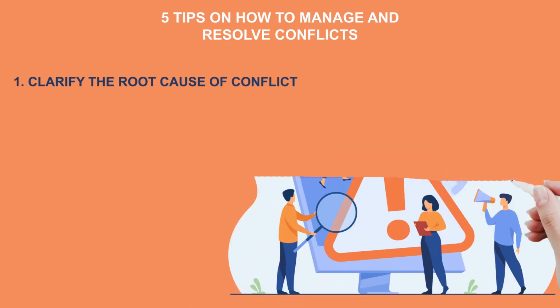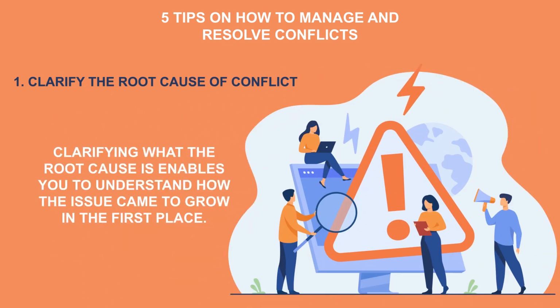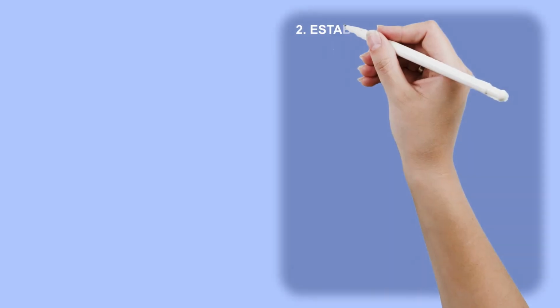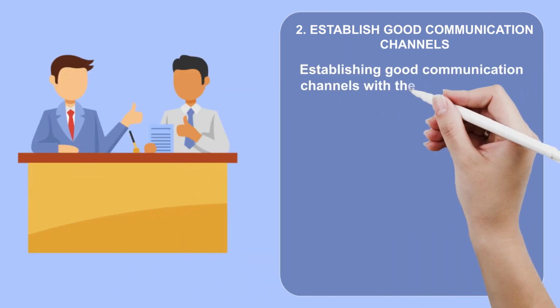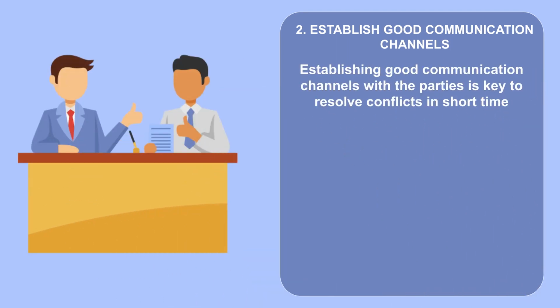Clarify the root cause of conflict. Clarifying what the root cause is enables you to understand how the issue came to grow in the first place. 2. Establish good communication channels. Establishing good communication channels with the parties is key to resolve conflicts in short time.